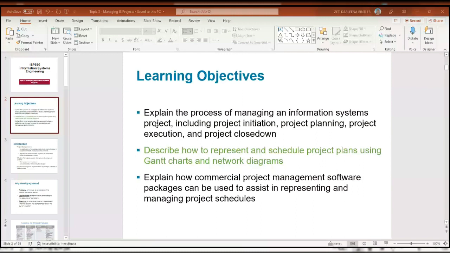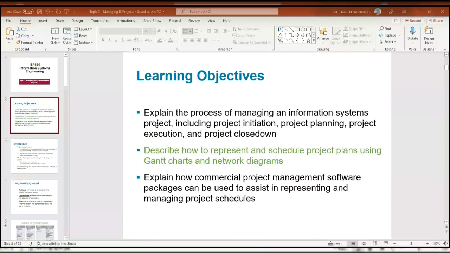Including, so the phases include, and these are the fasa-fasa there, the phases include project initiation, project planning, project execution, and project close down. Okay. The second objective is describe how represent and schedule project plans using Gantt chart. And network diagrams. Most of the time you're going to use Gantt chart.